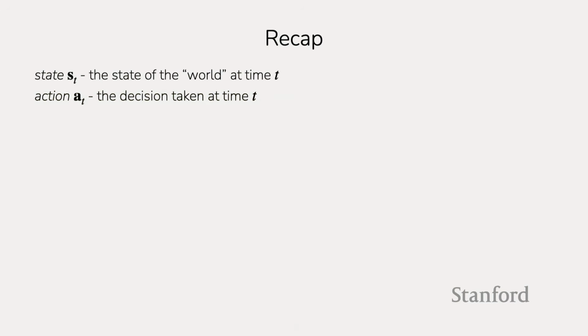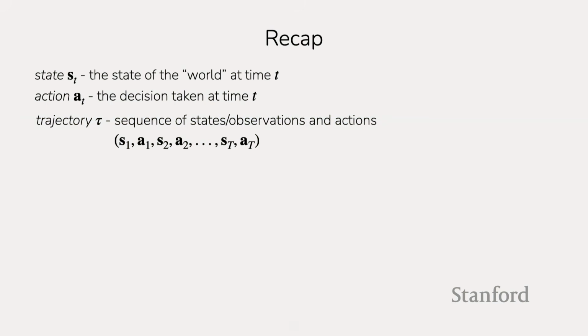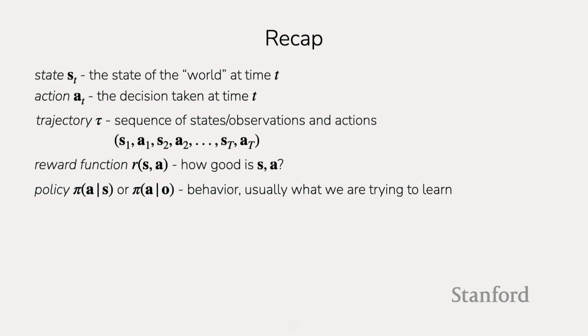Okay, let's get started. As a recap of some of the stuff that we've talked about so far, we've formulated this reinforcement learning problem where we have states and actions. We have some kind of trajectories that we might be collecting, which are sequences of states and actions. We have a reward function, which tells us how good is a particular state and action. And also a policy, which is usually what we're trying to learn. And this is representing the behavior that we're trying to learn.